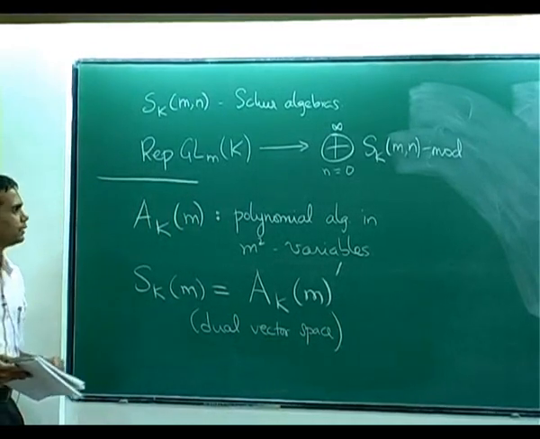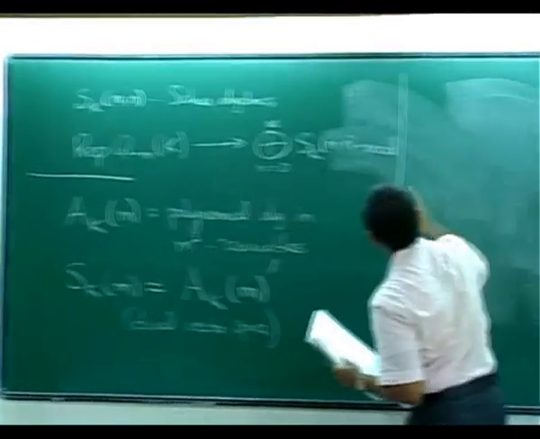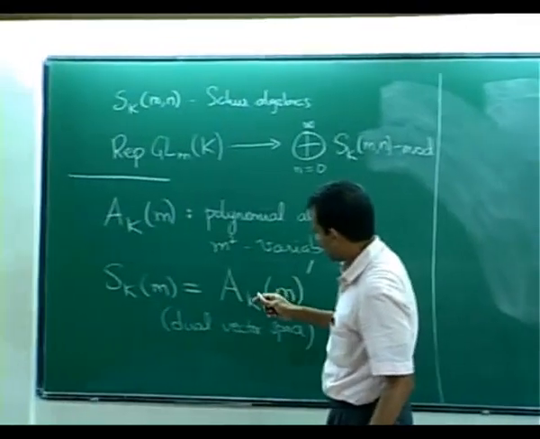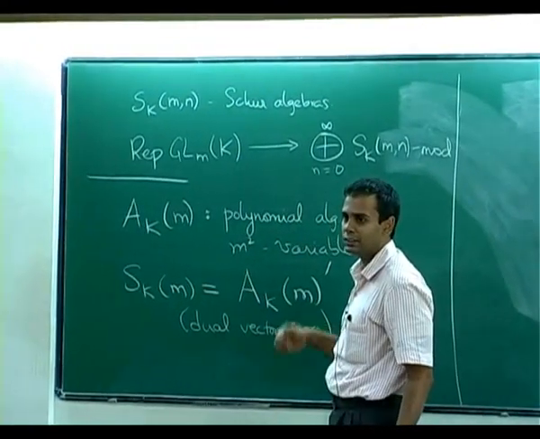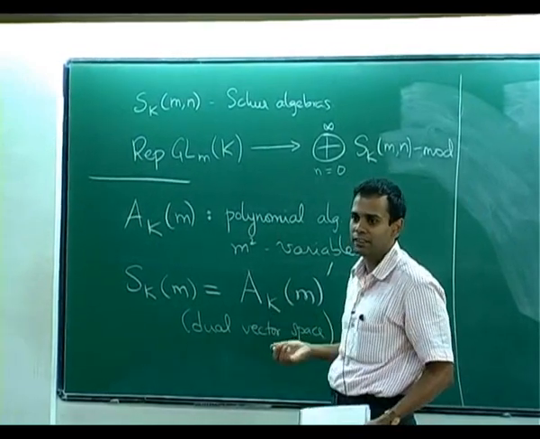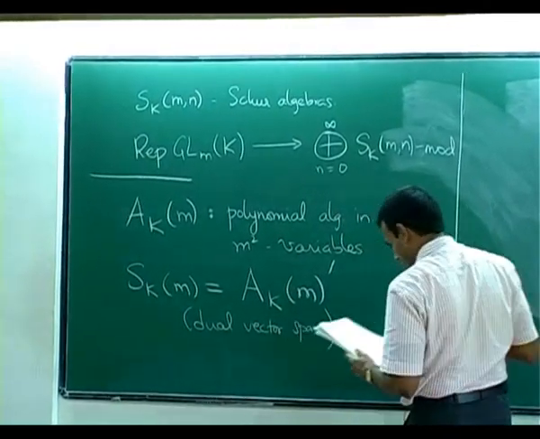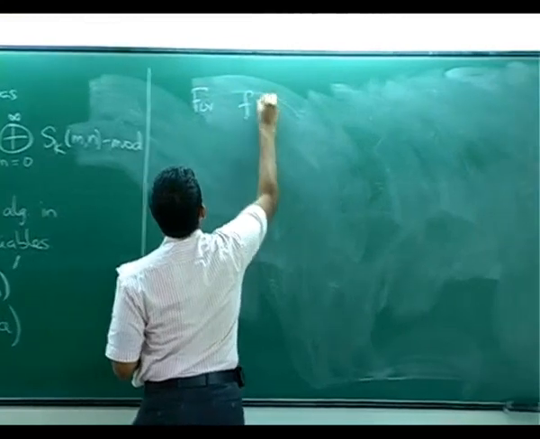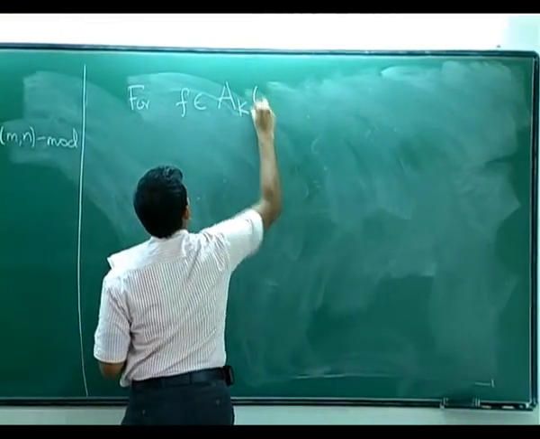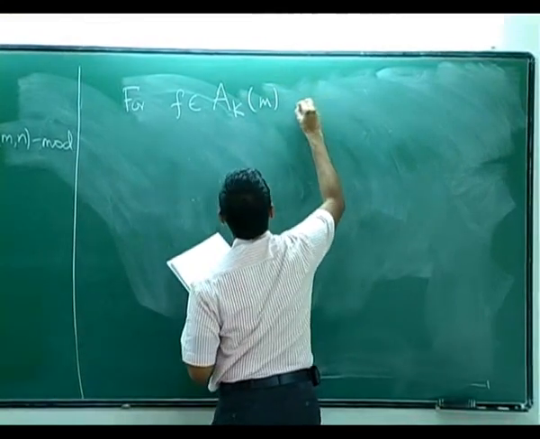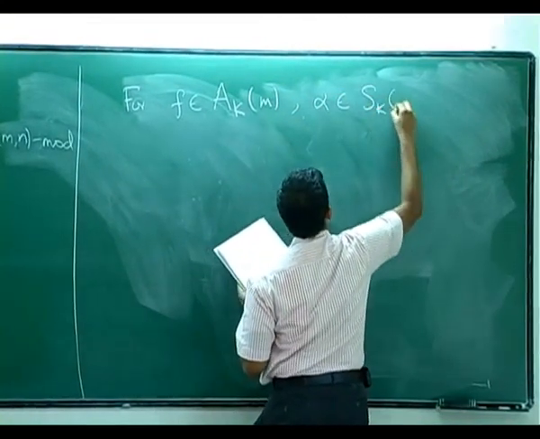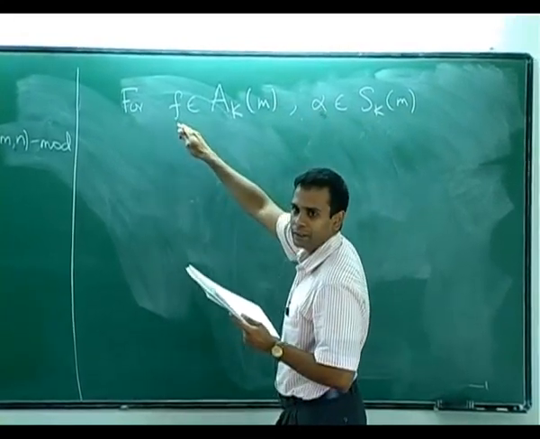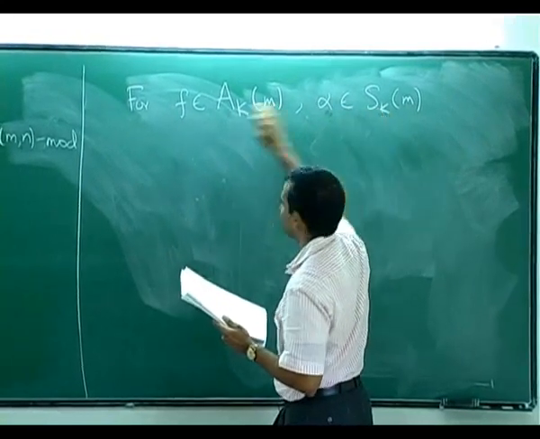And we'll take inspiration from Schwartz's work on distributions and think of these linear functionals as distributions on the group G. This is just a notational device. It doesn't really mean anything. So here's the notation: for f in AKM and alpha in SKM, I can evaluate alpha at f and get an element of the field. This is just the dual space of this.